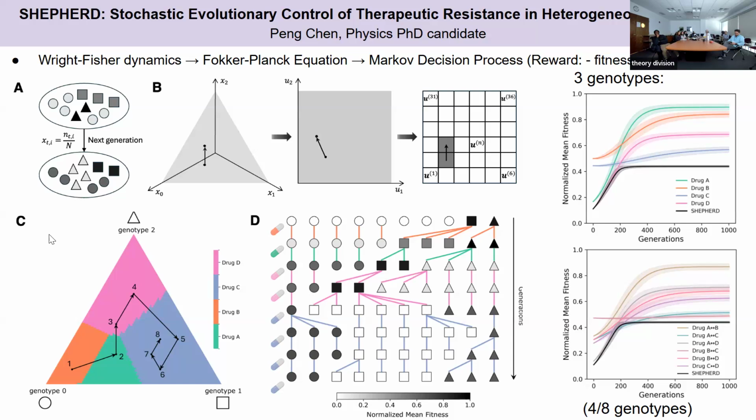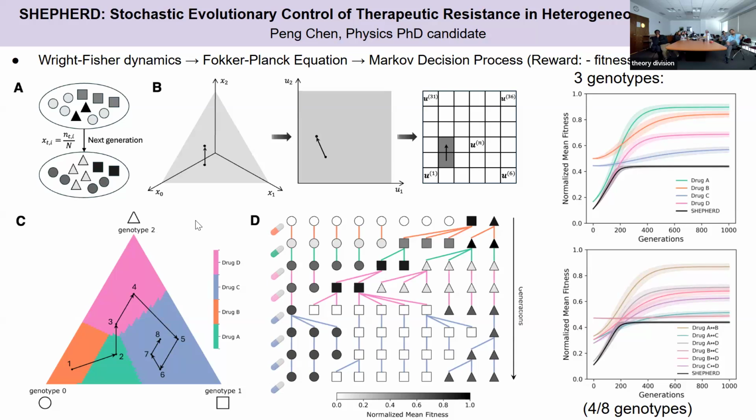So at the bottom left, panels C and D show a toy example of how the population moves under the Shepherd protocol from generation 1 to 8, and the different colored regions indicate which drug is optimal at each genotype state. And on the right, we apply the MDP-derived drug policy back to the Wright-Fisher simulation, and then we compare Shepherd against single drug treatment and a 2-drug cycle.